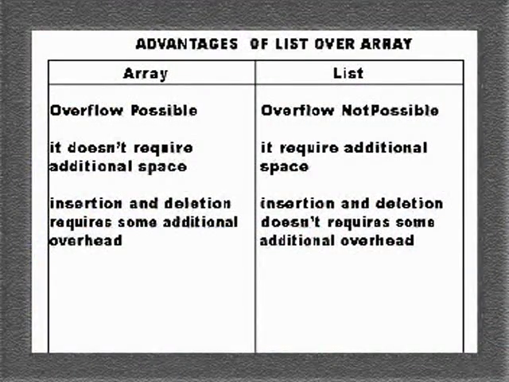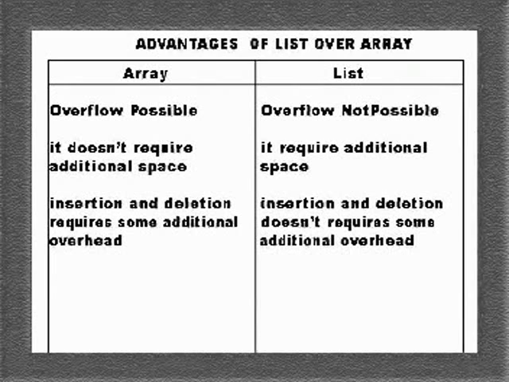In an array there is a possibility for overflow because it is finite, but a linked list is infinite, that is, the size is determined by the user during the execution of the program. So there is no possibility for overflow. A list requires some additional space to store the address of the next element in the list, but an array doesn't require any additional space because it stores only data elements.